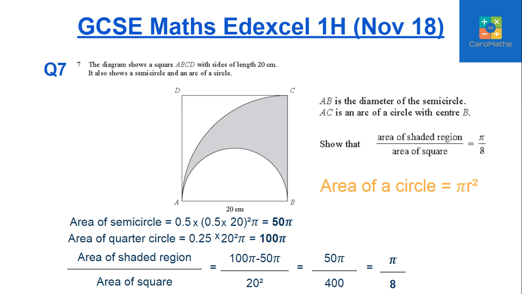According to the examiner's report, many students introduced their own value for pi, which was 3, which is quite an approximation in itself, but you should know that you should just leave pi as it is, because you're supposed to show that the answer is pi over 8.